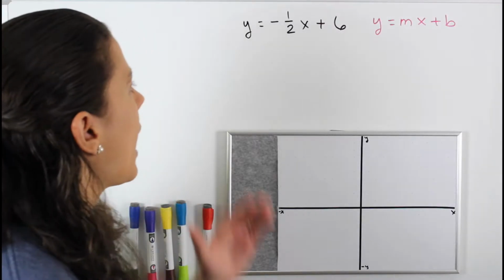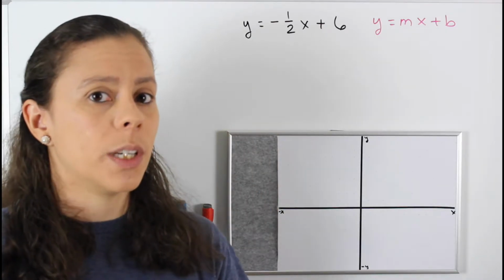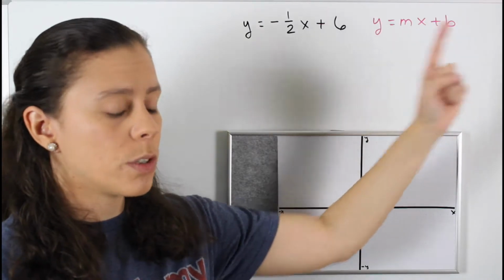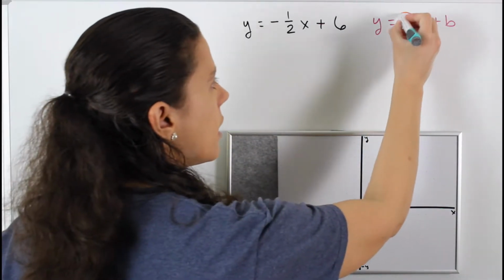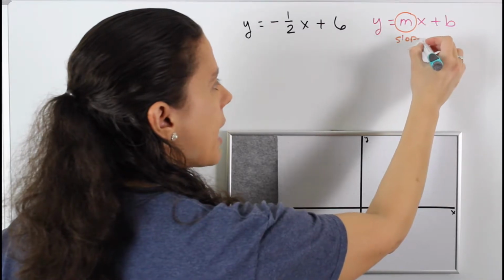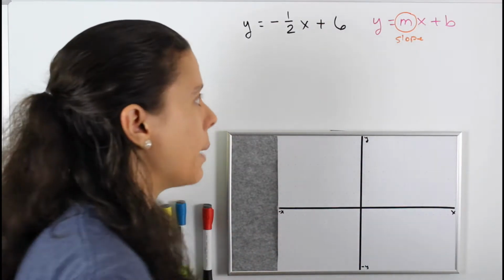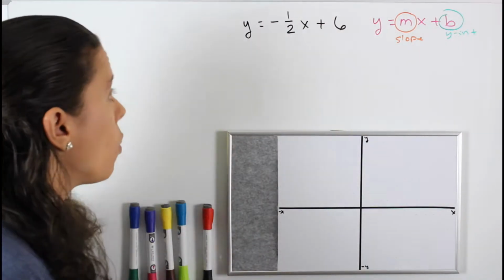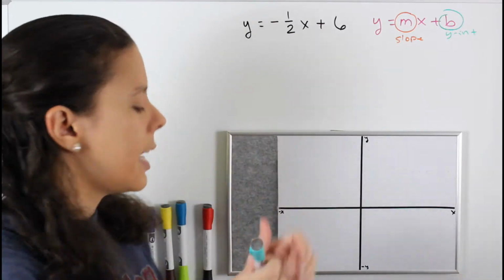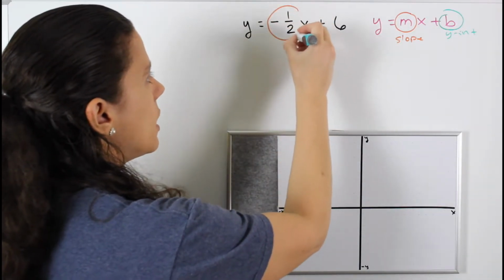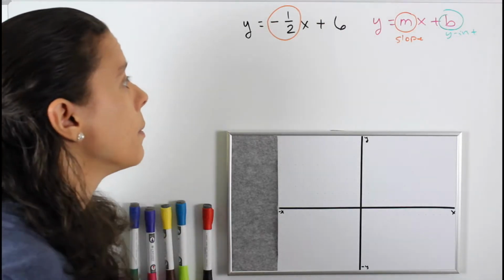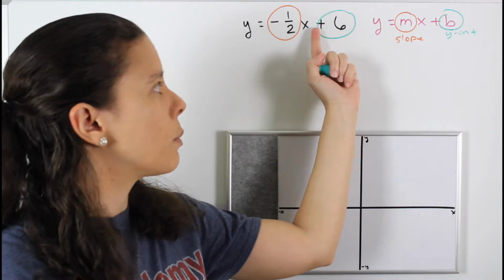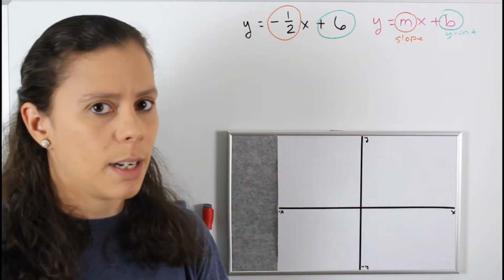So let's suppose that you have y equals -1/2 x plus 6, right? And we said that this is going to be in the format of y equals mx plus b, meaning that the m is going to be the slope and the b is going to be the y-intercept. So what this is going to represent then is that the slope is going to be -1/2 and the y-intercept is going to be +6. If this was a negative number or minus sign, you would have had -6.